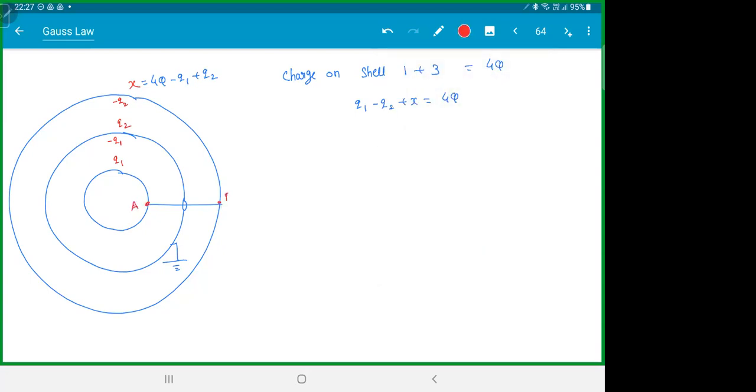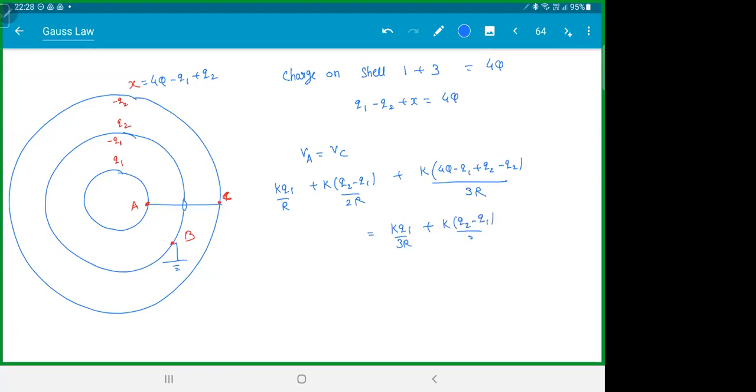A, C, and B. What is the potential at A? Potential at A is equal to potential at C, no? That is equation 1. What is the potential at A? K Q1 by R, K Q2 minus Q1 by 2R, K 4Q minus Q1 plus Q2 minus Q2 by 3R. That's the potential at A. This is equal to K Q1 by 3R, K Q2 minus Q1 by 3R.